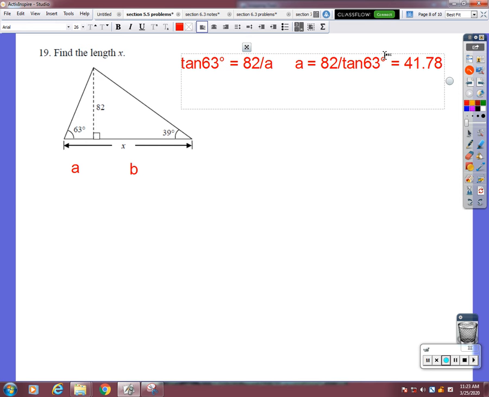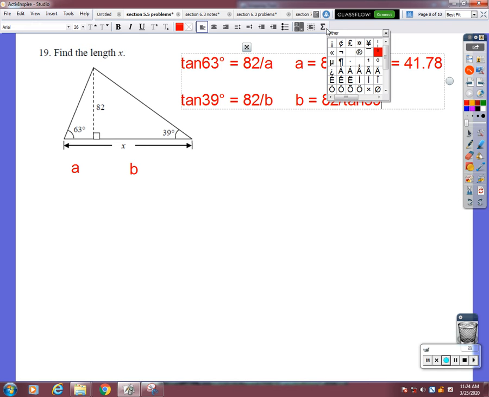Now I'm going to do the same thing with the 39 degrees. So the tangent of 39 degrees is equal to, again, 82, this time divided by b. Since my variable is on the bottom, the denominator, I'm going to switch the tangent and the variable and solve. So this is going to be 82 divided by the tangent of 39.